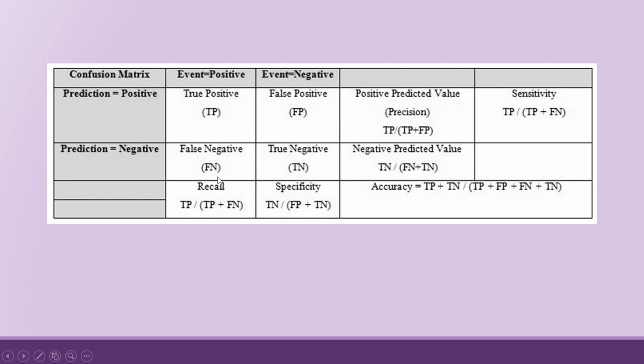On this basis, there are some measures of accuracy which we will have to understand. The overall accuracy is TP plus TN, divided by the total number of observations.